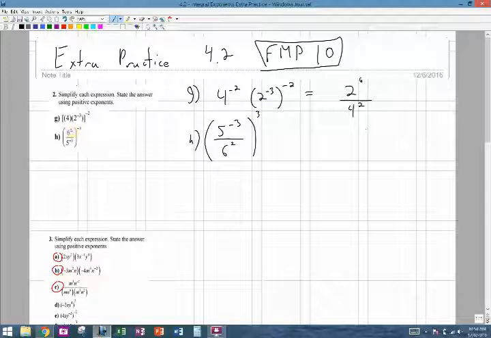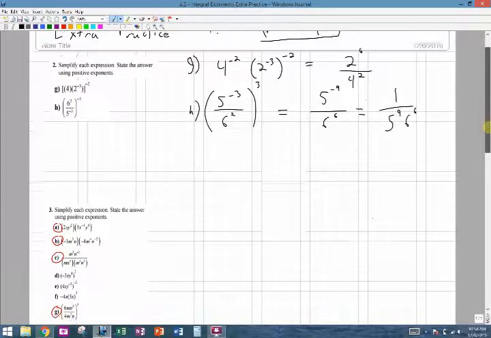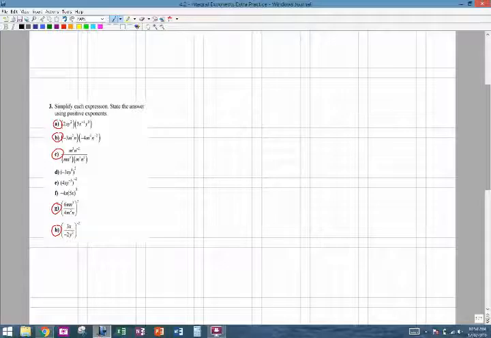I could have done this the second way too. I could have multiplied the 3 in for both the top and the bottom. So now I can multiply the top or the 3 in. So I get 5 to the negative 9 over 6 to the power of 6. And then it wants me to rewrite using positive exponents. So I can flip the 5 to the bottom, so I just get a 1 on the top. And on the bottom, I get my 5 to the power of 9 and I get my 6 to the power of 6. That's it. So just simplifying expressions using integral exponents.